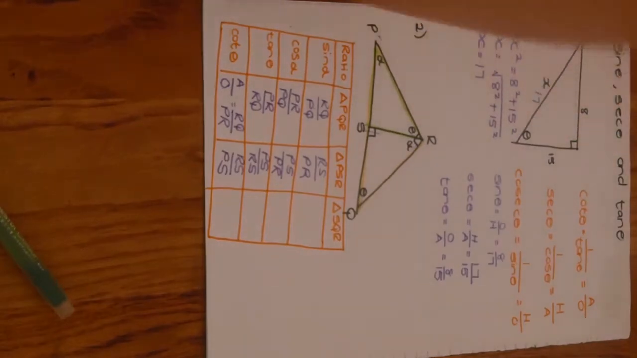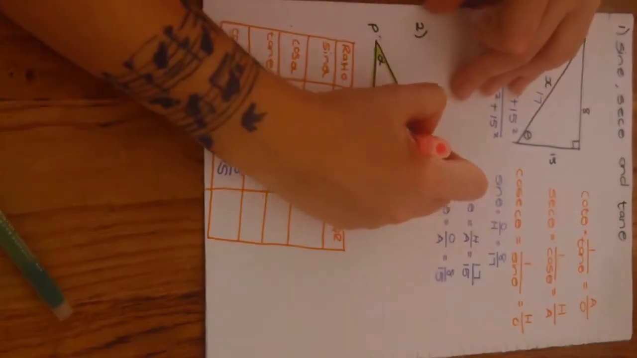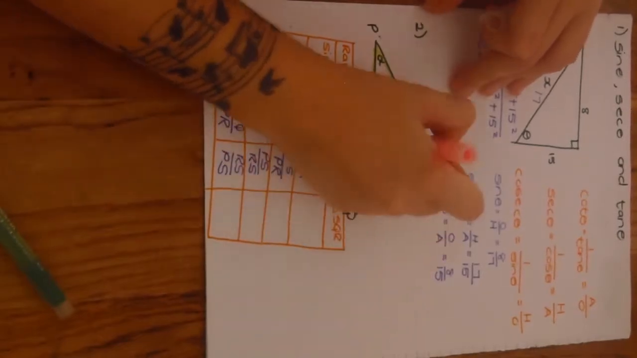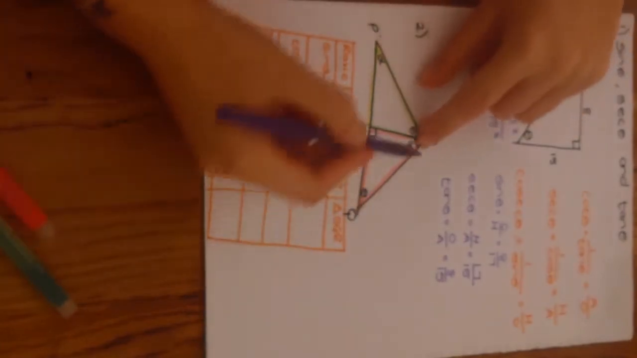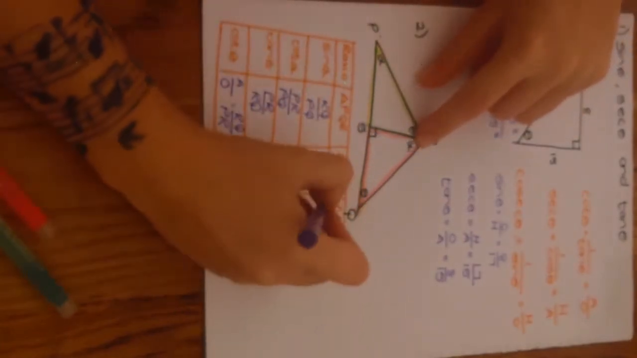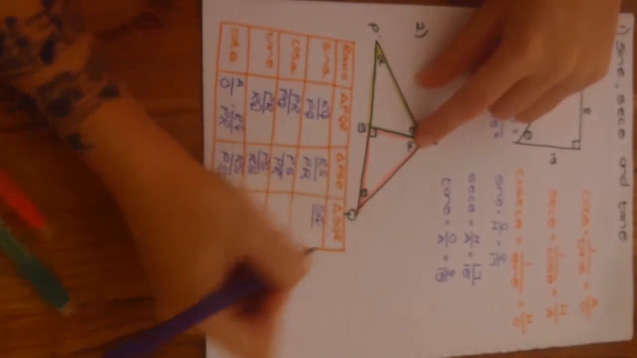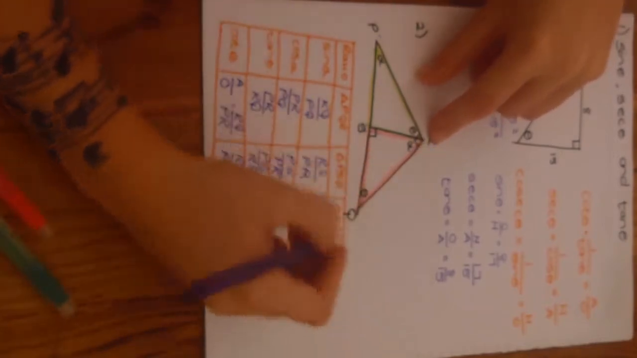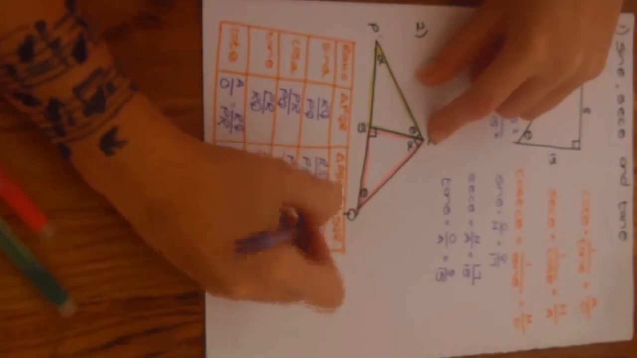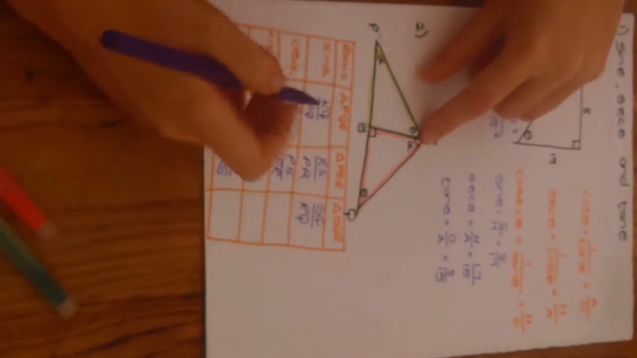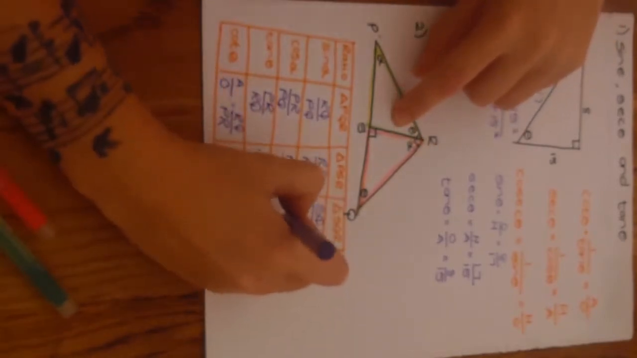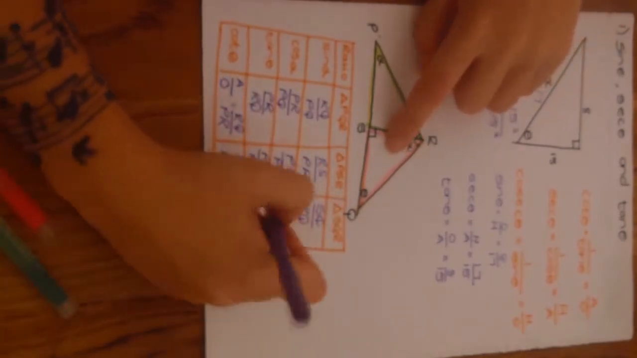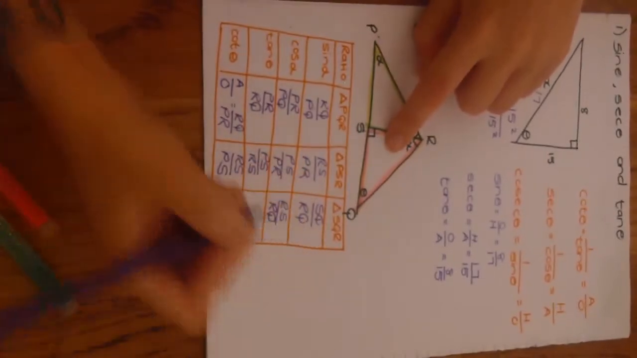Let's do the final triangle. Using pink. Okay, now it's going to be sine of alpha, so it's opposite, which is SQ, over hypotenuse, which is RQ. Remember, we're working in this triangle now. Then cos of alpha is adjacent, which is RS, over hypotenuse, which is RQ.